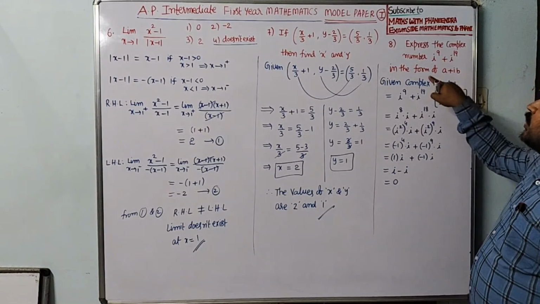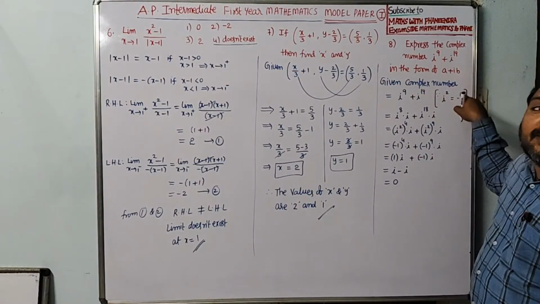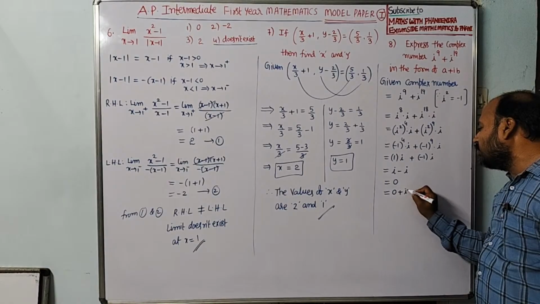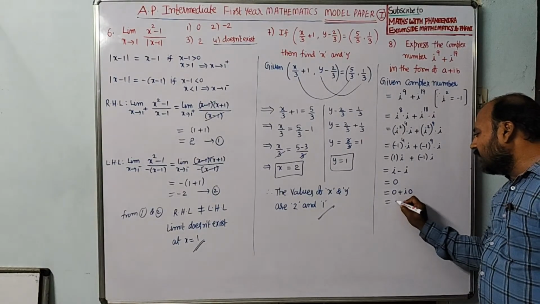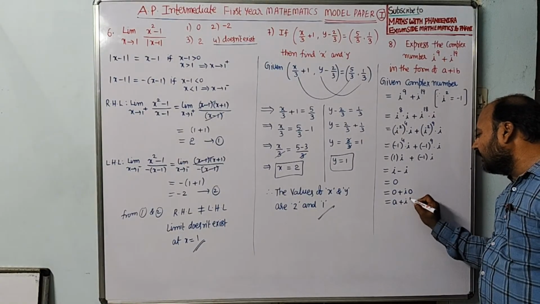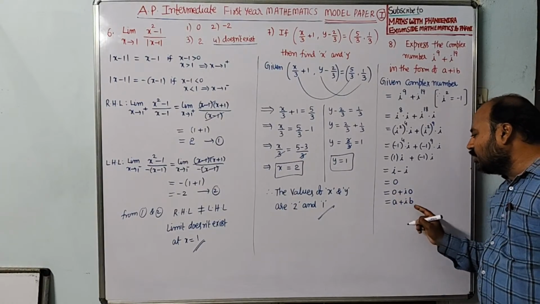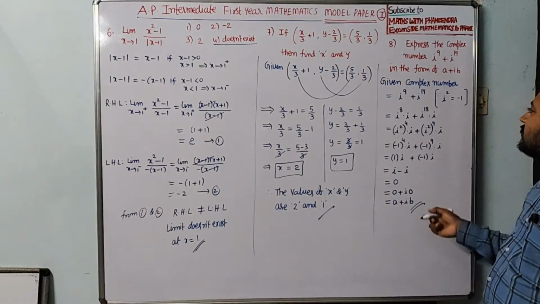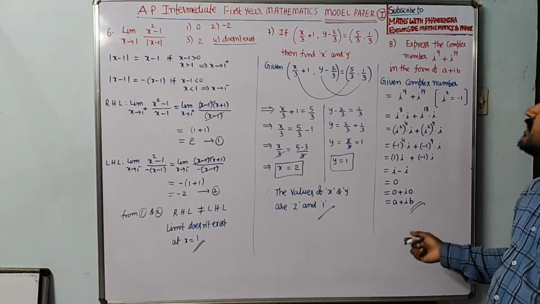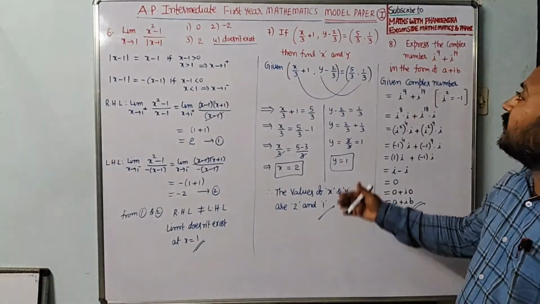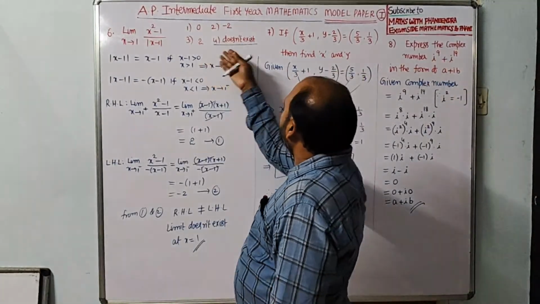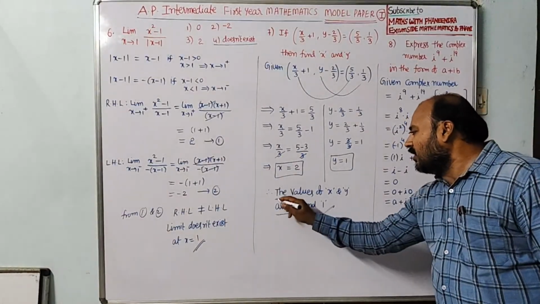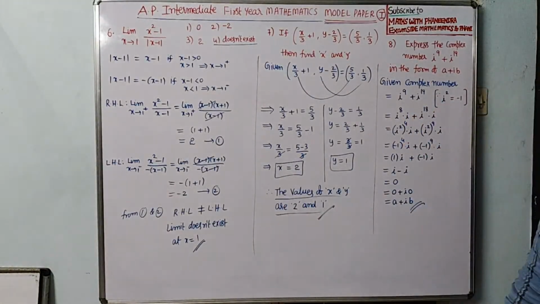But they are asking to express it in the form of a plus ib. So can I write 0 as 0 plus i into 0? So it is in the form of a plus ib. That means a equals 0, b equals 0. They are asking to express in this form, hence the result. Till question 6 we have options. For the remaining, they are asking to find the values. This is the way you can give the answers.